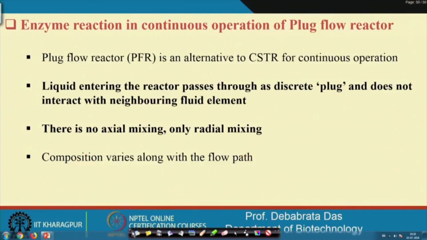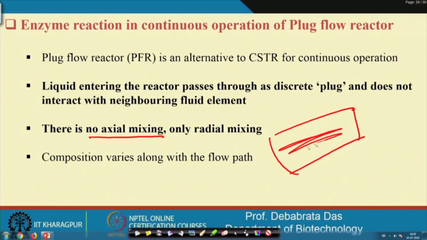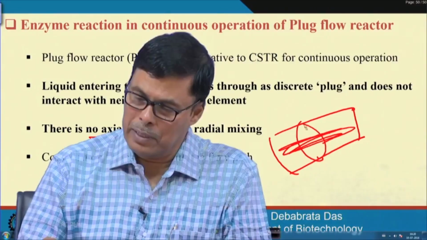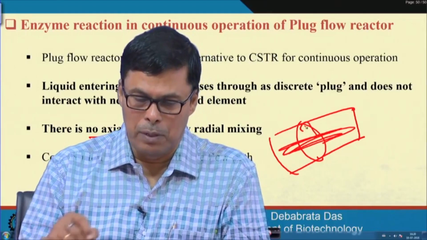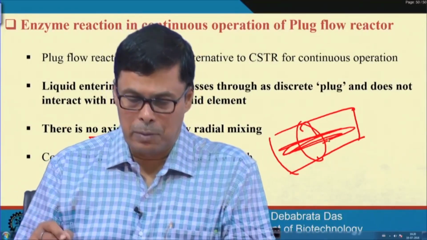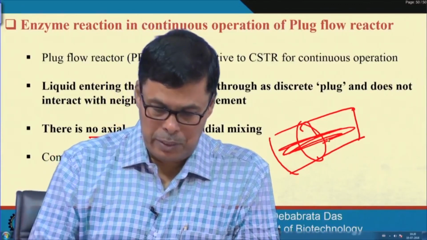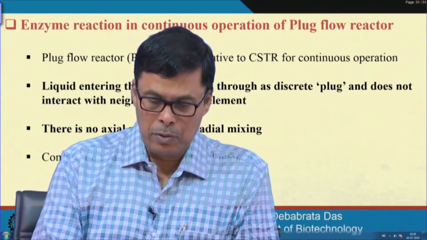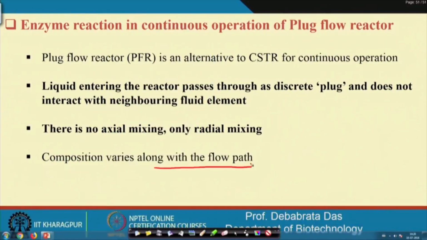But here one thing is that there is no axial mixing. Axial mixing means when it goes like this, there should not be mixing along this axial direction. There might be radial mixing. Radial mixing is permissible, but axial mixing is not possible. Axial mixing actually takes place in case of CSTR. The composition varies along the flow path, which I have already explained.